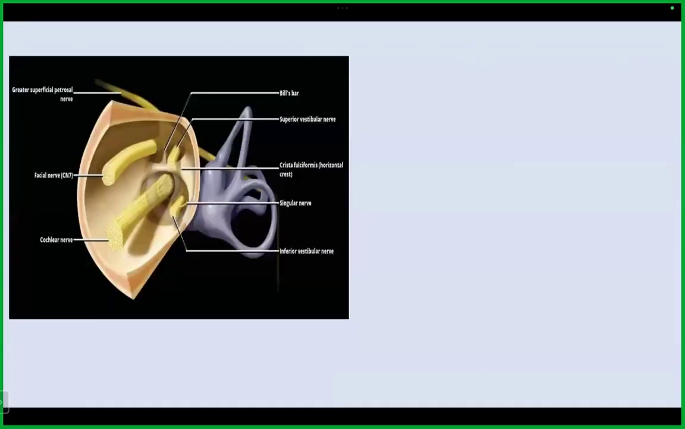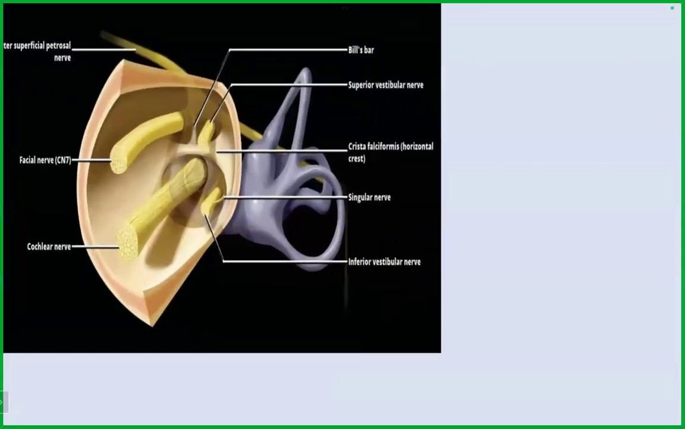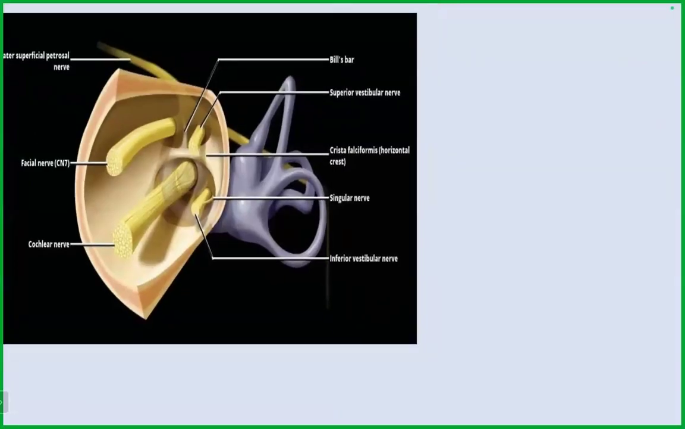This cross section shows the internal auditory canal, or acoustic canal, showing the facial nerve, cochlear nerve, inferior and superior vestibular nerves, and the crista falciformis that divides the canal.